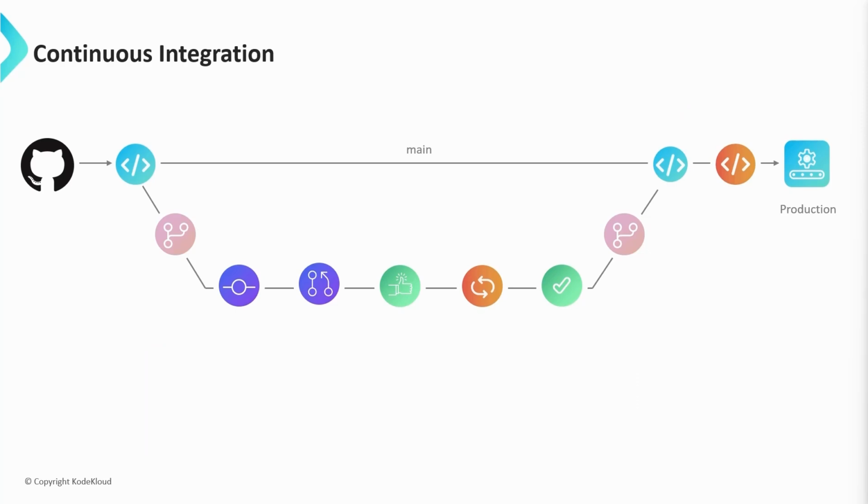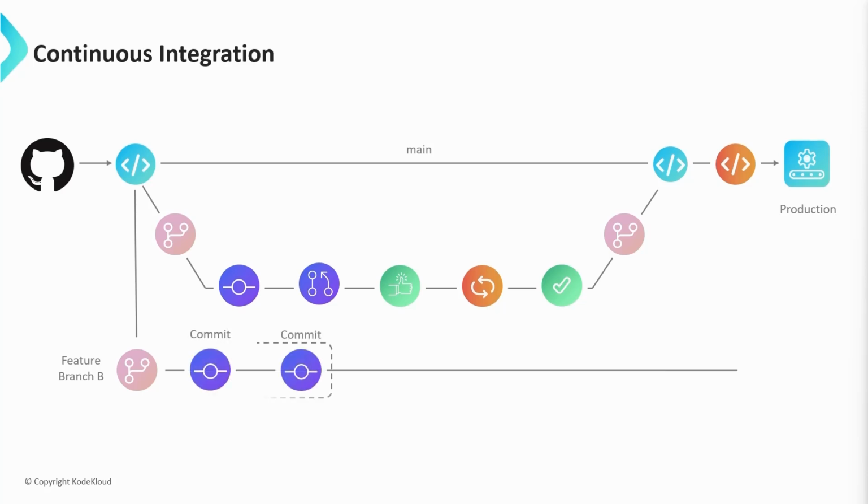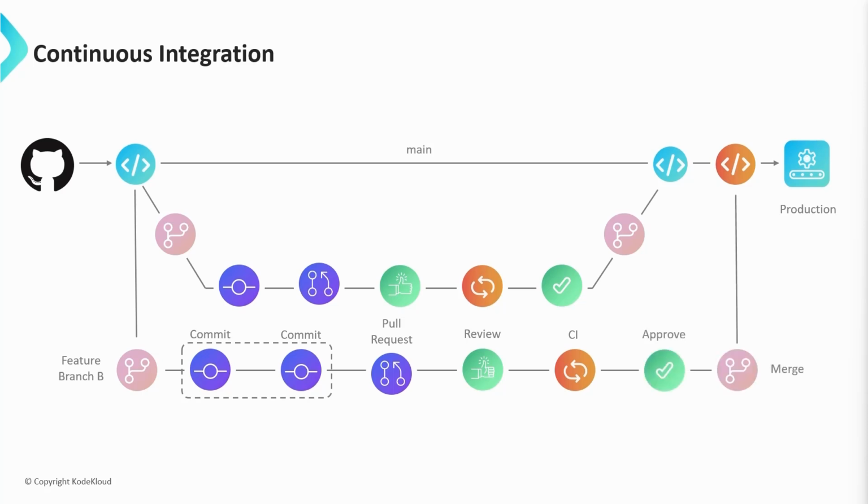While these deployments are taking place in a feature branch, let's assume there is a second developer who is progressing on feature branch B. They commit their changes and create a pull request, and an automated CI pipeline is initiated, testing the code committed in the branch. Once the CI pipeline successfully completes, the pull request is approved and merged back into the main branch.